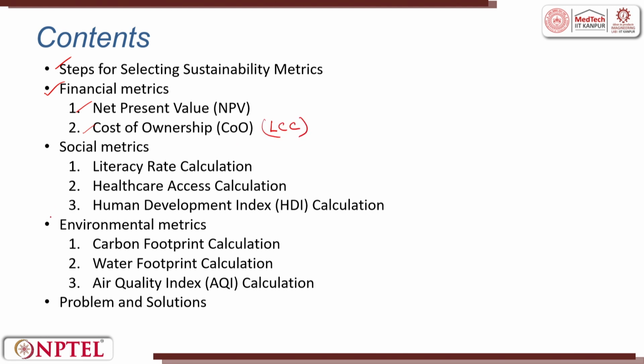In social metrics, we'll give a brief introduction to the literacy rate calculation, healthcare access calculation, HDI, Human Development Index calculation. Then environmental metrics, we will talk about carbon footprint calculation, water footprint calculation, and air quality index calculation. Then some problems and solutions. I will not take all of the metrics, but only a few of them I will discuss.